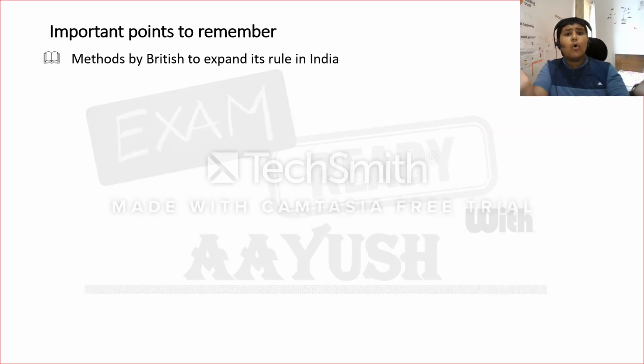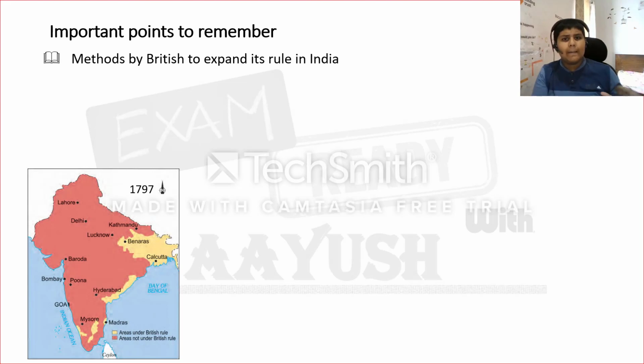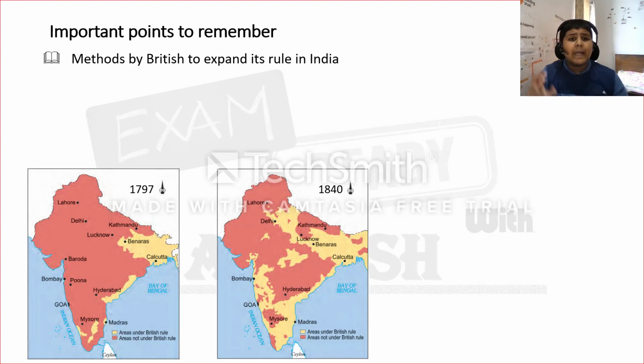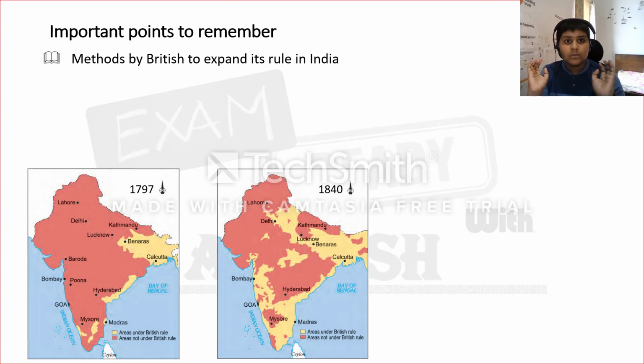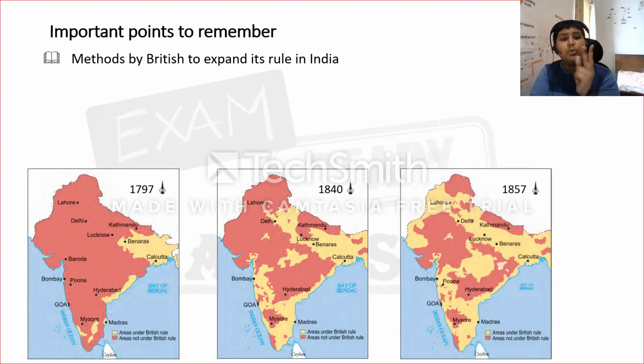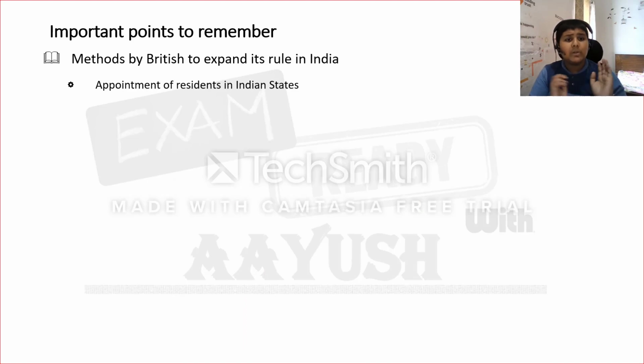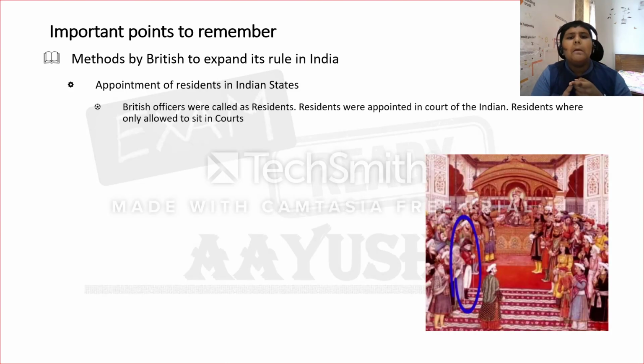How did the British capture the whole of India? Let's see on the map. In 1797, there were some portions which were captured by the British. After 43 years, the British captured more areas of India. After 17 years, they had almost captured the whole of India. But how did they do it? There were two methods which they used to control all of India. First method: appointment of residents in Indian states. British officers were known as residents.